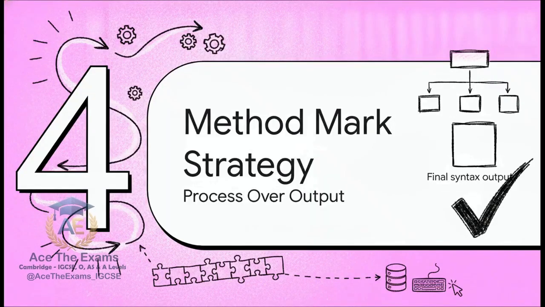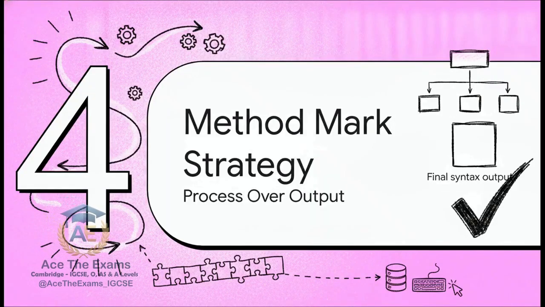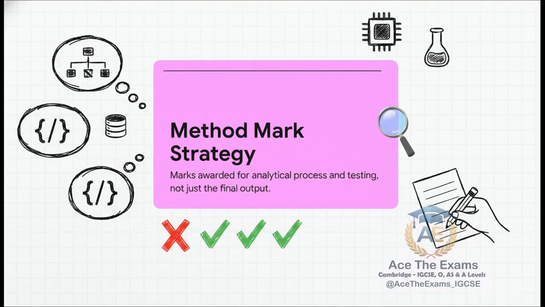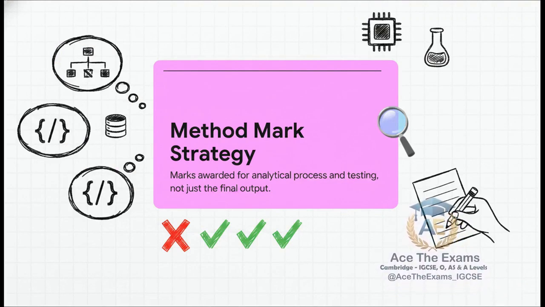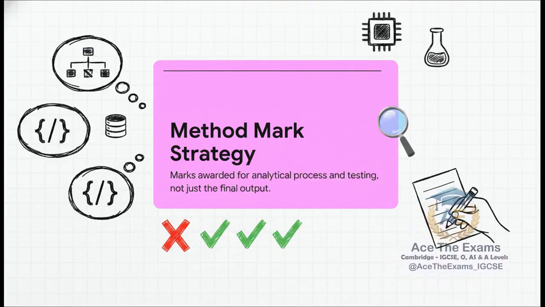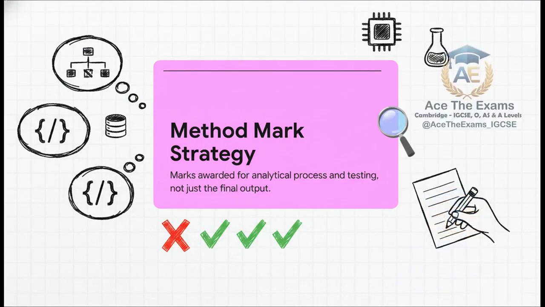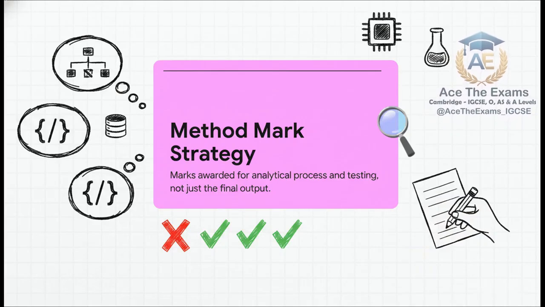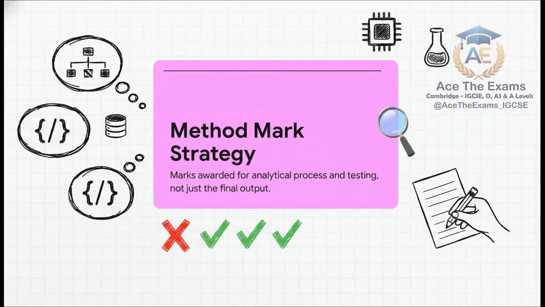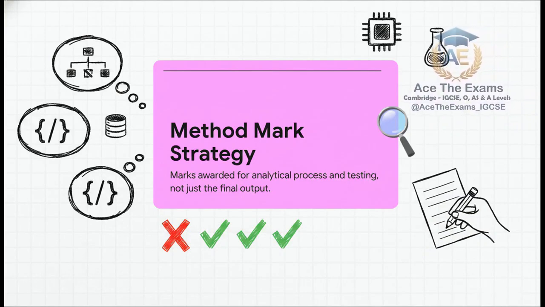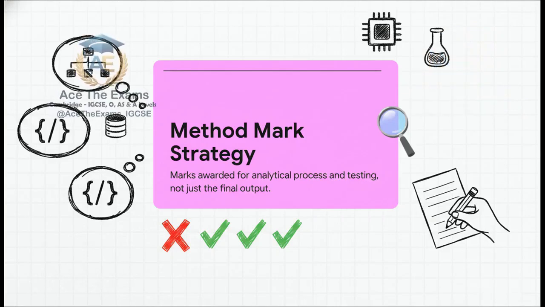Section 4. The Method Mark Strategy. Remember this phrase: process over output. Let's talk about how you actually get graded behind the scenes. The method mark strategy is a grading principle where marks are awarded for your analytical process, your efficient code implementation, and your rigorous testing. It is not just about the final output. This is a huge realization for a lot of students. Examiners actively award crucial marks for executing your analysis with clear, visible working. Even if your final create table syntax has a slight error in it, clearly demonstrating the process of extracting data and showing your logical deduction for choosing those specific data types will capture method marks.